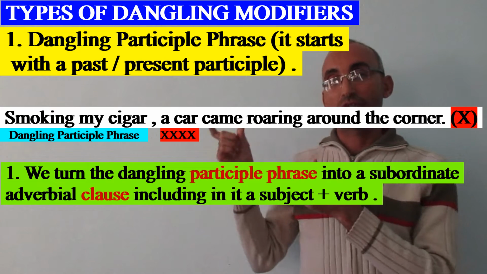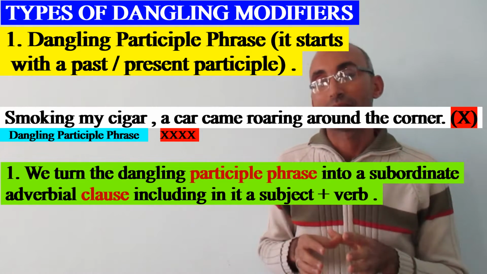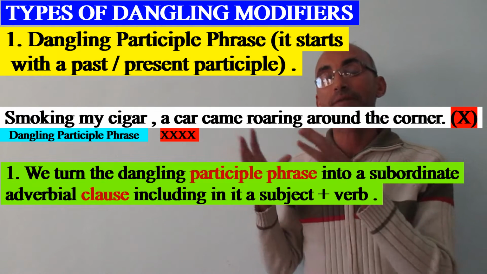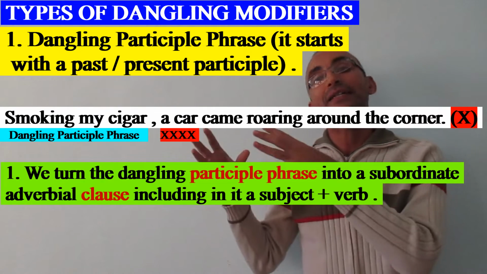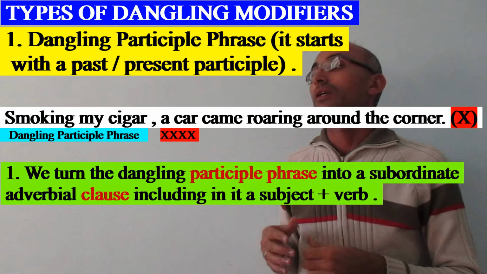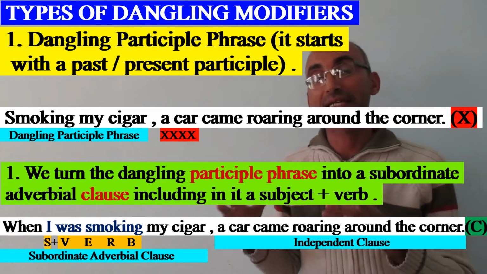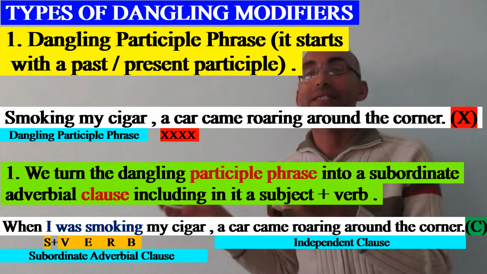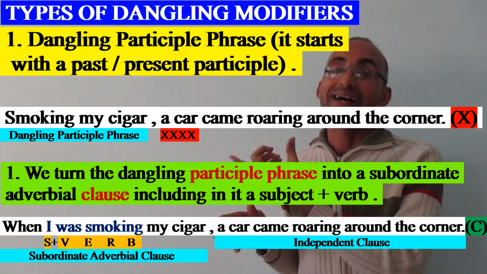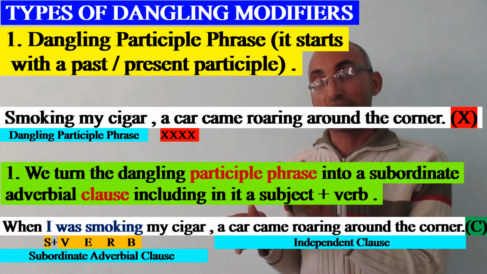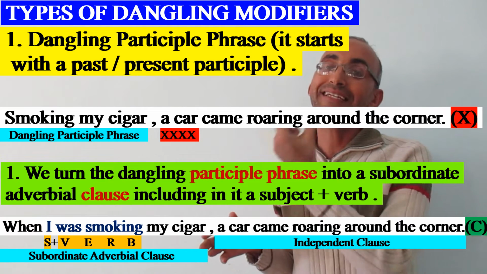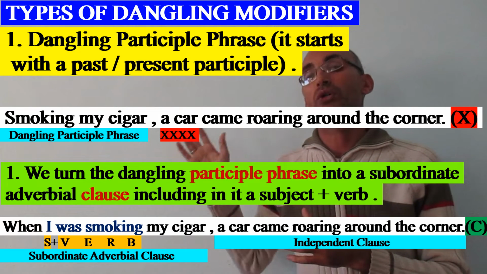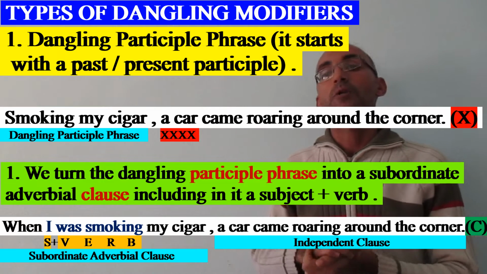So we can correct it in two main ways. First, I will turn the dangling participle phrase into an adverbial clause, and I will include in it my subject, which is missing, and the verb also. And I write, when I was smoking my cigar, comma, a car came roaring around the corner. So here I have at the beginning an adverbial clause changed from the old dangling phrase. And the second one is also my main clause.